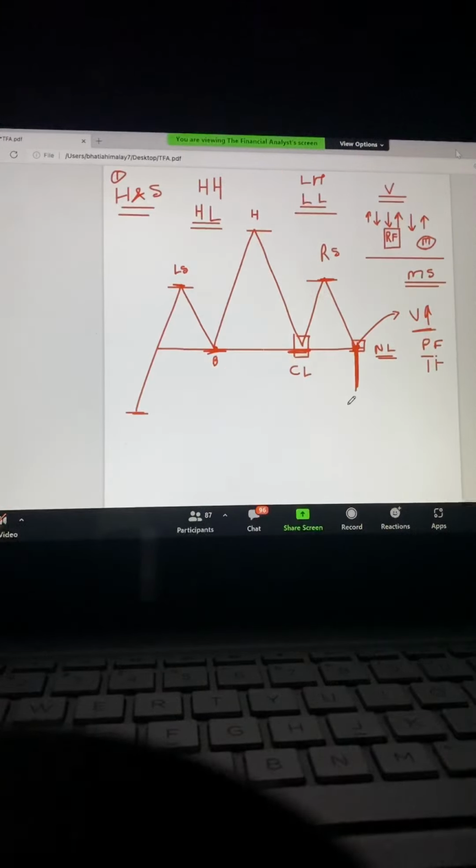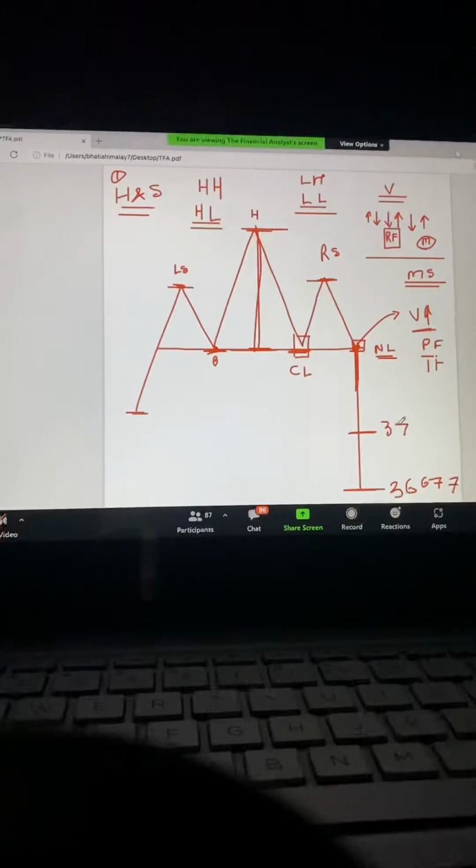The target for the head and shoulder is the height of the head. So from my neckline till my head, the height of this is the target on the downside as per the book. Now let's say that this target comes to anywhere around 36,677, and over here you have 37,000.